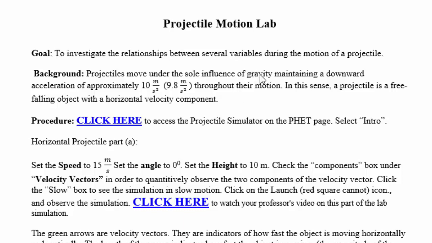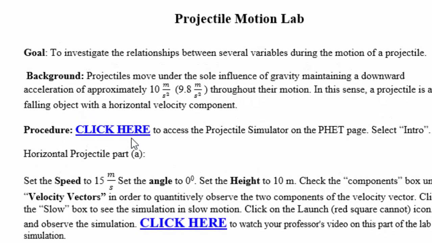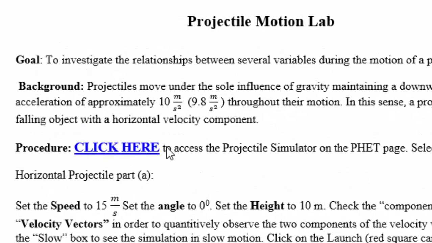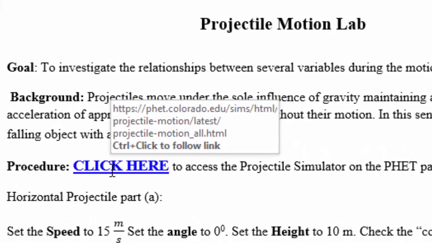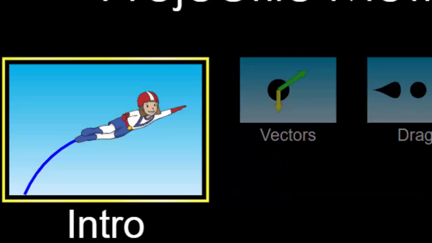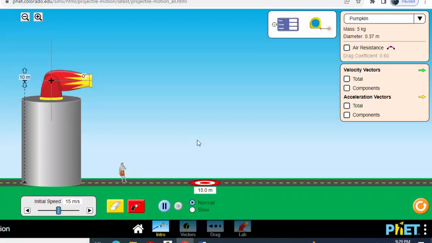Hello everyone, this is over the projectile motion lab, the horizontal projectile part A. Now to access the projectile simulator, you have to click on this link. Basically, you'll hold the control key on your keyboard and then left click the "click here" link, and this will open the projectile fit simulator.